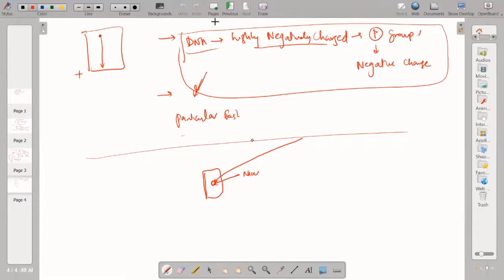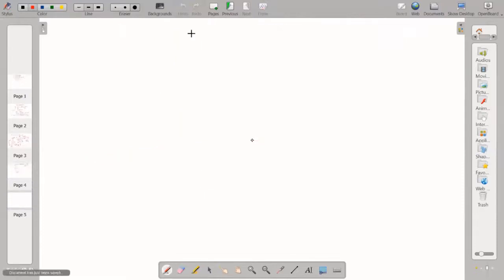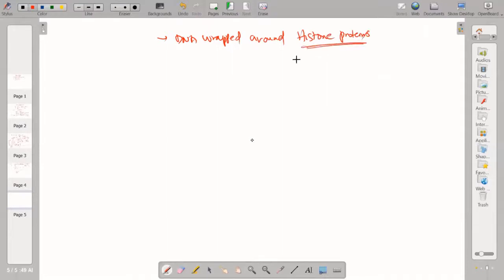If you look at the arrangement of the DNA, first of all, the DNA is wrapped around something called the histone proteins. This is the eukaryotic DNA. You don't see histone proteins in the prokaryotes. In the bacteria, you won't see it.